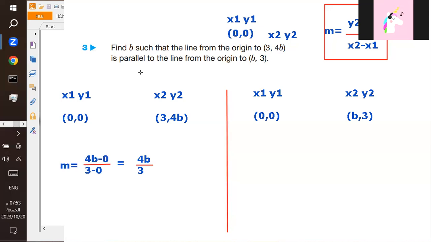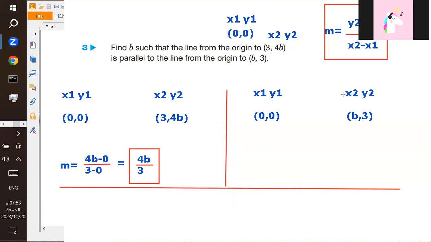To find the value of b, if they are parallel it means both gradients are the same. Because they have the same gradient, I'm going to solve using that. So I'm going to make it like this. I'm going to put the last part down. Okay.